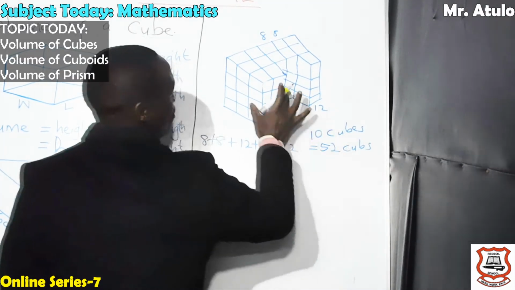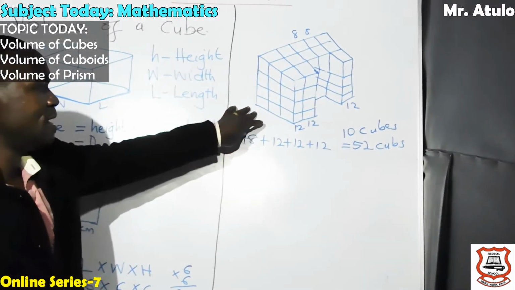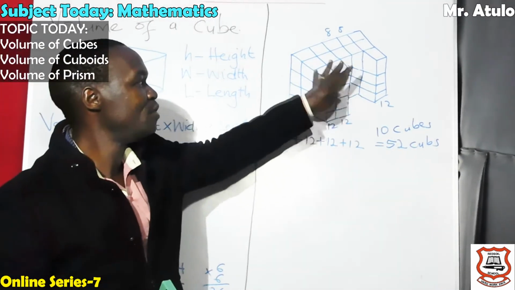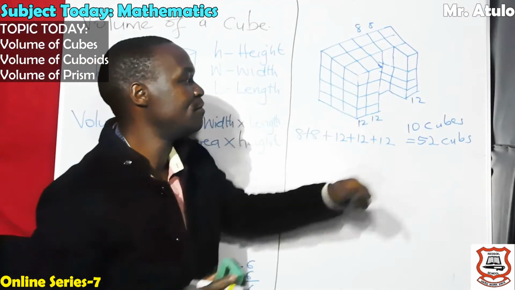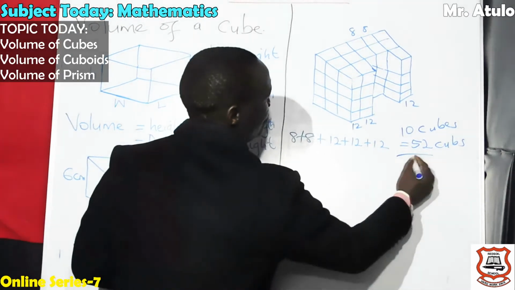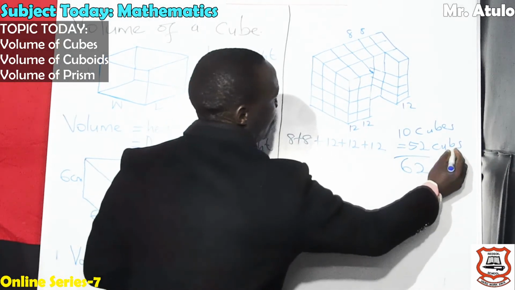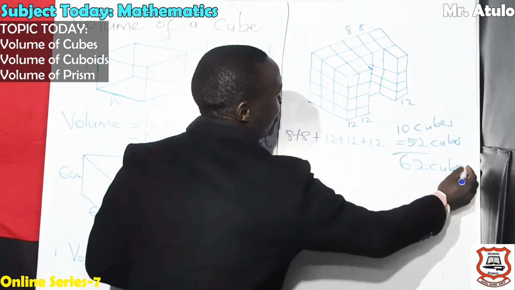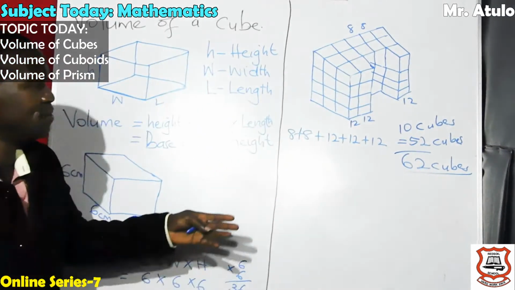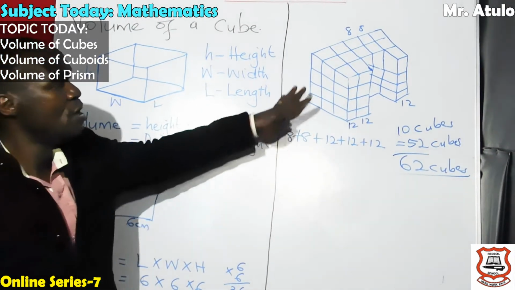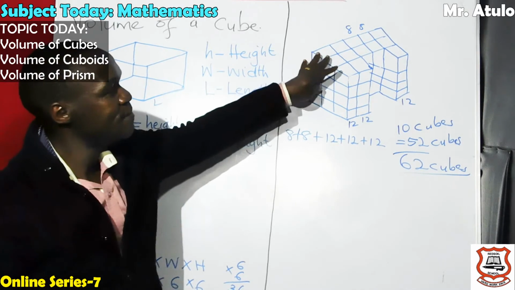So this block is made up of 52 cubes and 10 are missing. So if you are to make it complete, you would have 62 cubes. You will have to encounter such sums, and more particularly the ones that I'll give you as an assignment, where you are required to count the number of cubes.